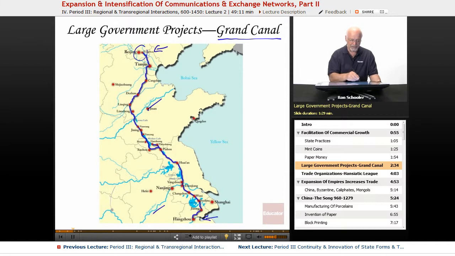Now the south down here is the growing region, and there's a lot of people up here that want to eat. So this facilitated the movement of foods to the north and all kinds of goods back and forth. So without this Grand Canal, China could never have accomplished the kind of exchanges that they did.